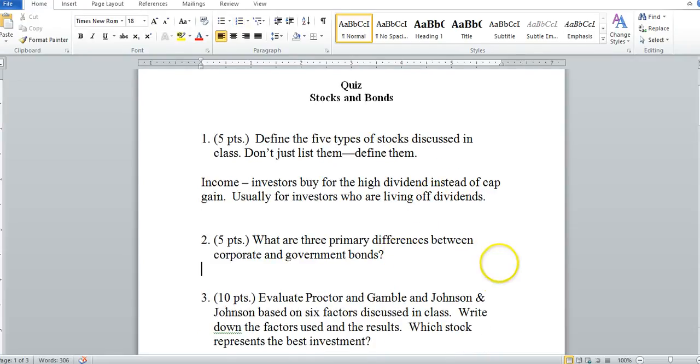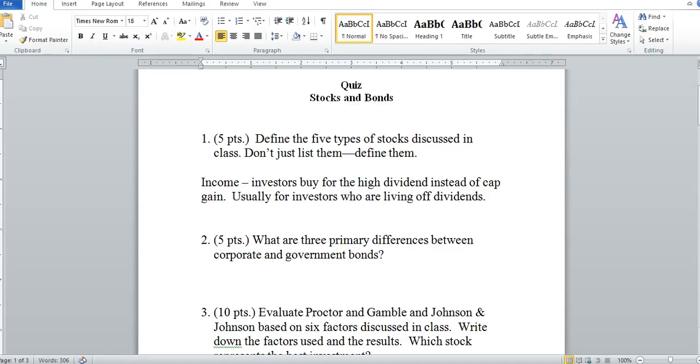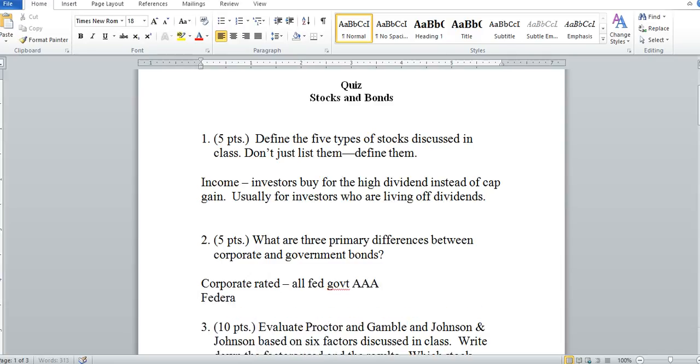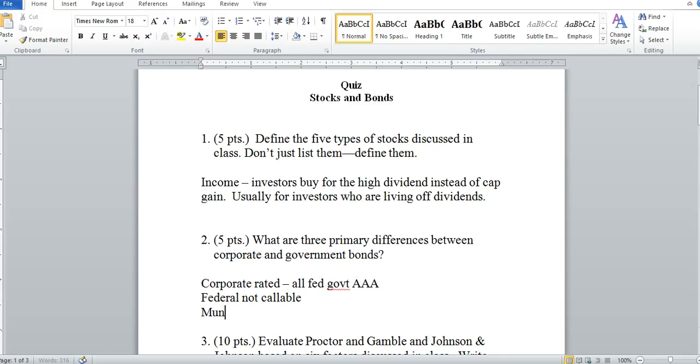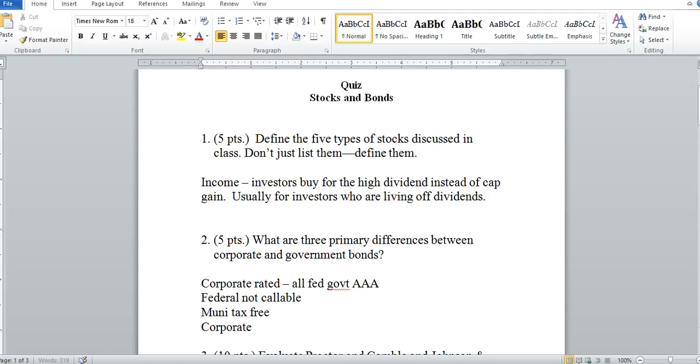Differences between corporate and government bonds. Well, corporate bonds are rated, whereas government bonds, so I'll be more specific here. Corporate are rated. Okay. All federal government are AAA. Federal government are not callable. Munis, tax-free. Corporates make more money. And then again, that goes back to the fact that they're not as safe as government bonds.